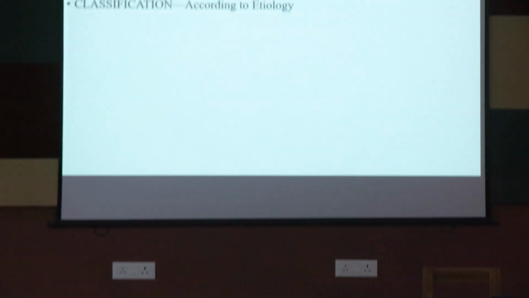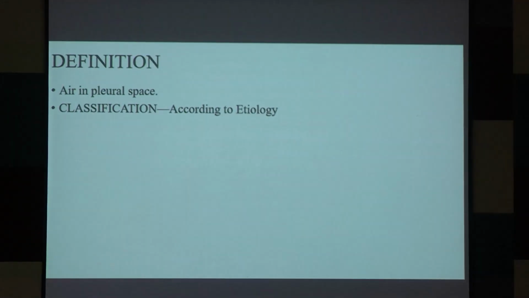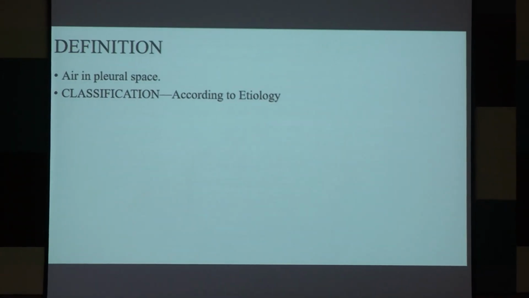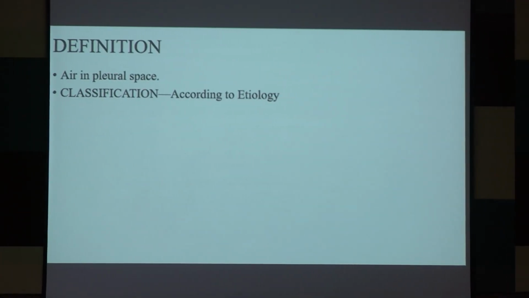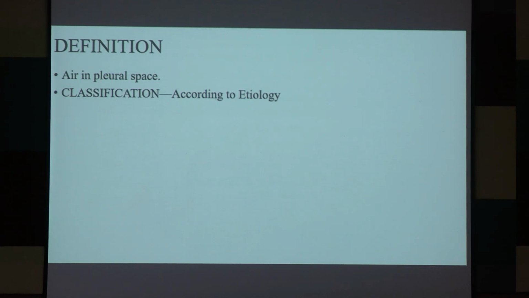So pneumothorax can be classified according to two classifications. First, according to its etiology, what is the cause of pneumothorax, and second, according to its mechanism, how it is produced. According to etiology, it is broadly classified as spontaneous pneumothorax and traumatic pneumothorax.